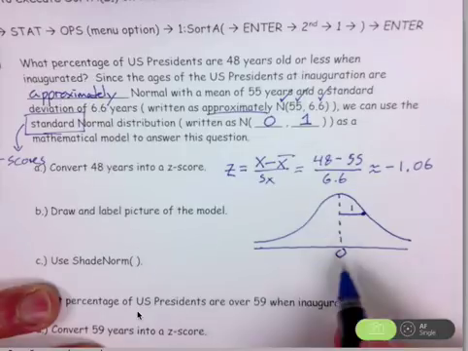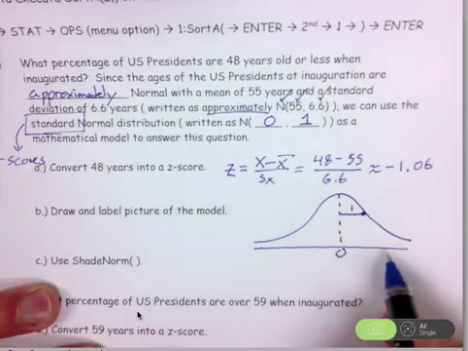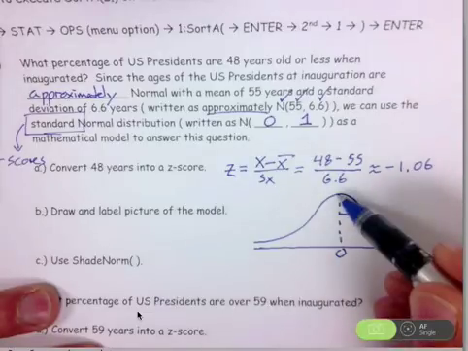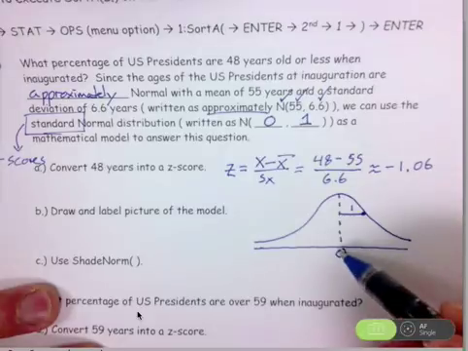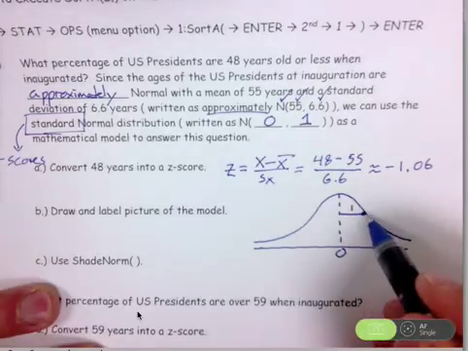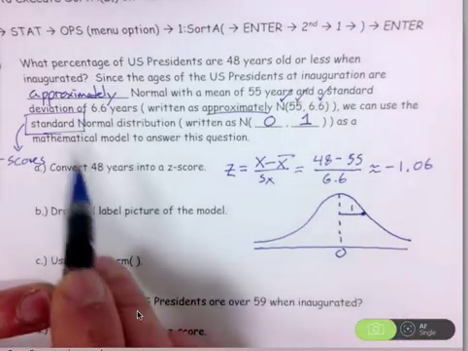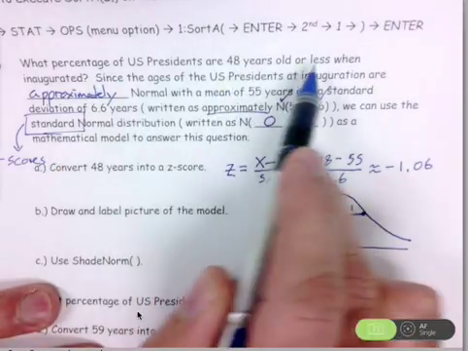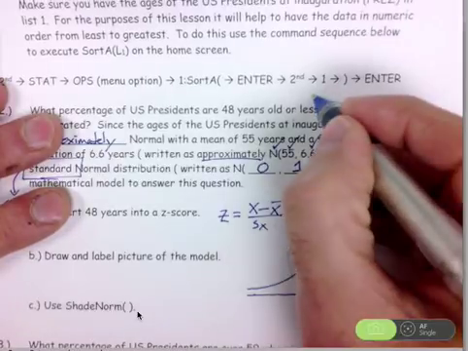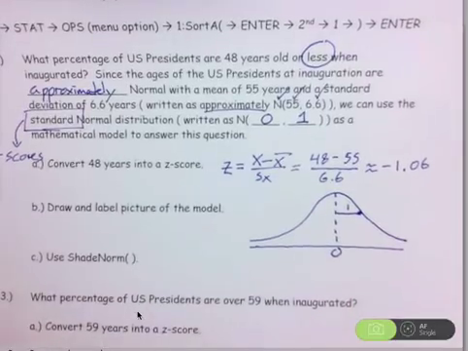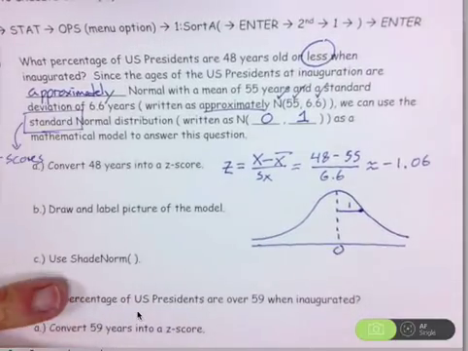Again, you don't need to take the time to label 1 and 2 standard deviations above and below the mean. All you're communicating when you draw this picture is that you are using z-scores. I'm using a mean of 0, and z-scores have a standard deviation of 1. Now what I'm interested in is the percentage of presidents that are 48 years old or less. That "less" is very important because it tells me the direction in which I want to shade in order to find and represent the area that I'm interested in for this question.